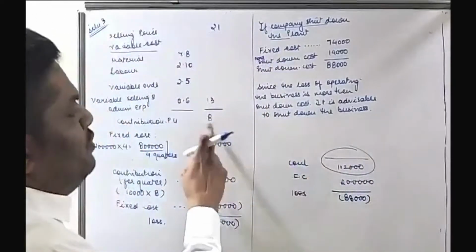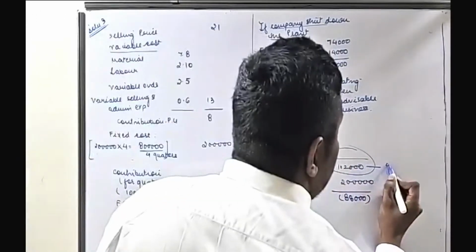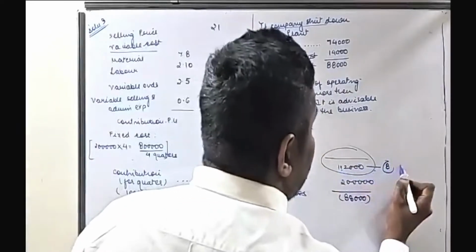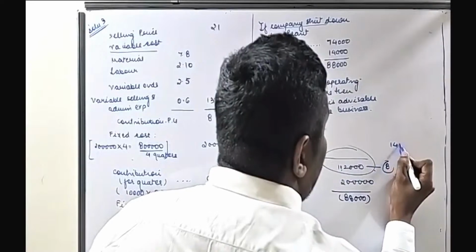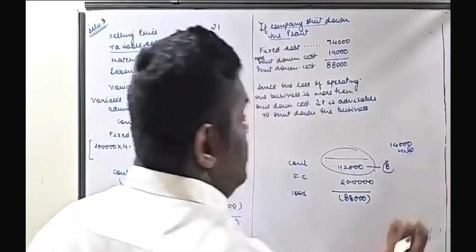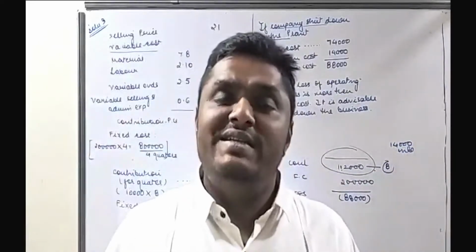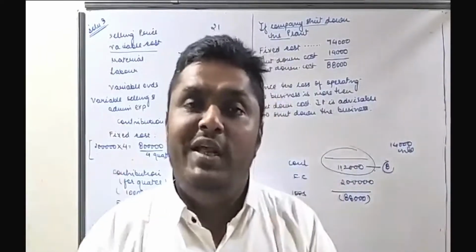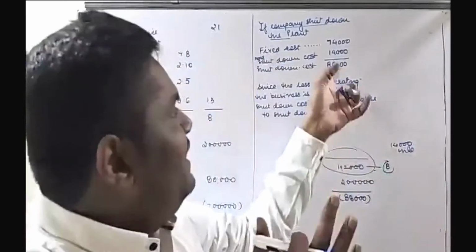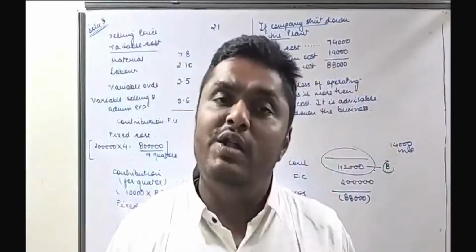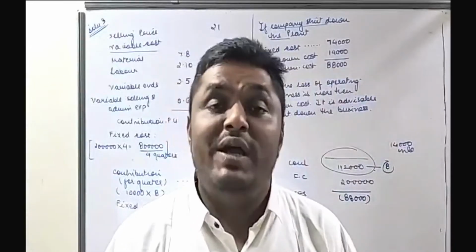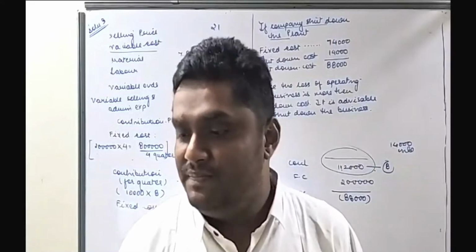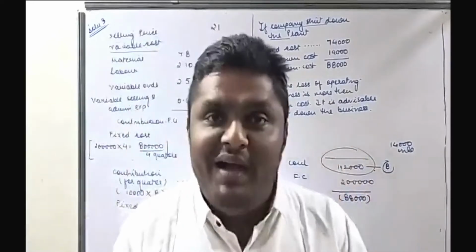And the contribution per unit is 8. So how many units should we manufacture and sell? Very simple. 1,12,000 divided by 8. So it is 14,000 units. So if we are manufacturing and selling 14,000 units, we are indifferent, because at 14,000 units we are making a loss of 88,000. And even if we shut down also, there is a loss of 88,000. So at 14,000 units, we are indifferent. That loss is the same. I hope this part is clear to all.